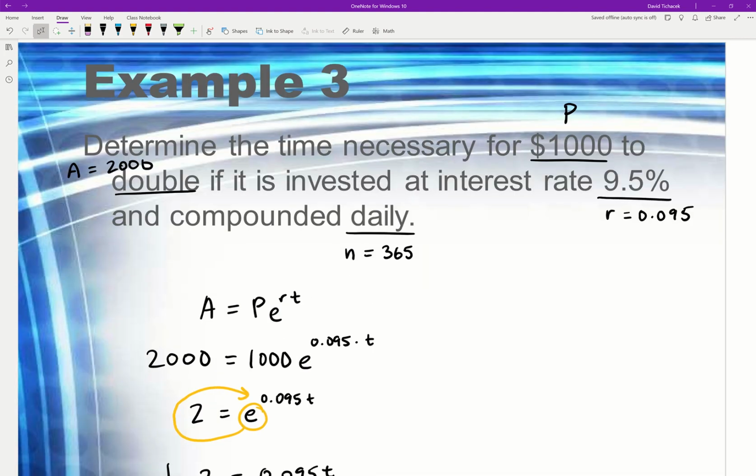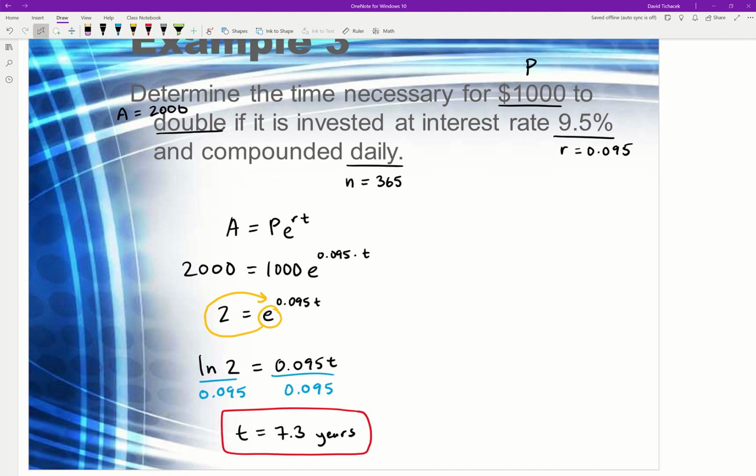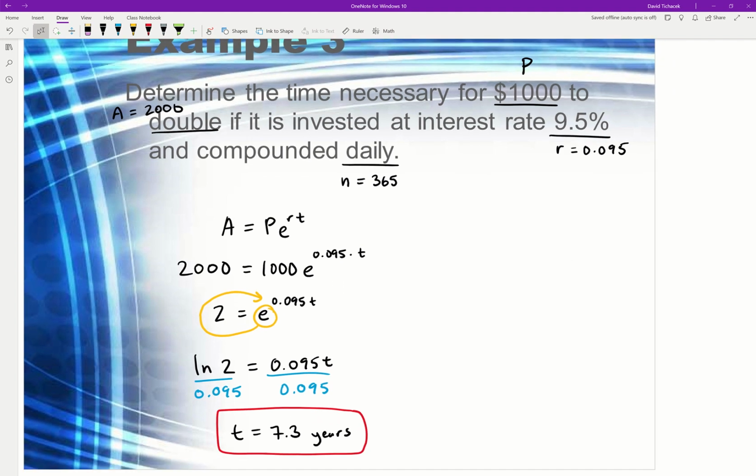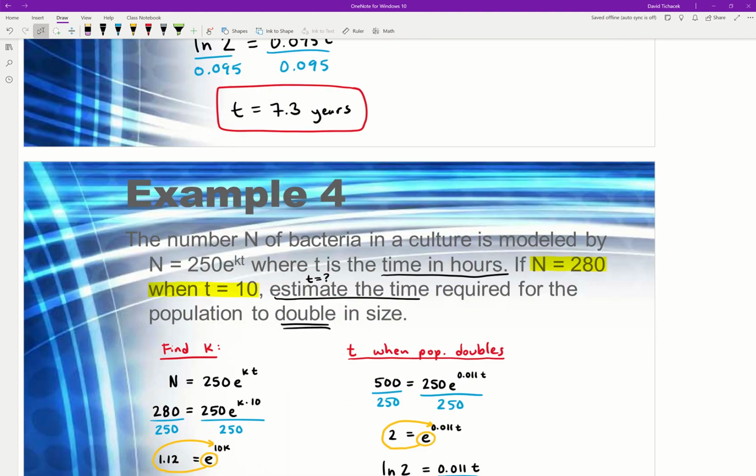The next example, same thing. We're being asked to determine the amount of time necessary for $1,000 to double. So this is going to be very similar as the one that we just did. Again, you go ahead and pause the screen there and read through the work if you're interested in figuring out what the rest of that one looks like. That's something that you are more than welcome to do.